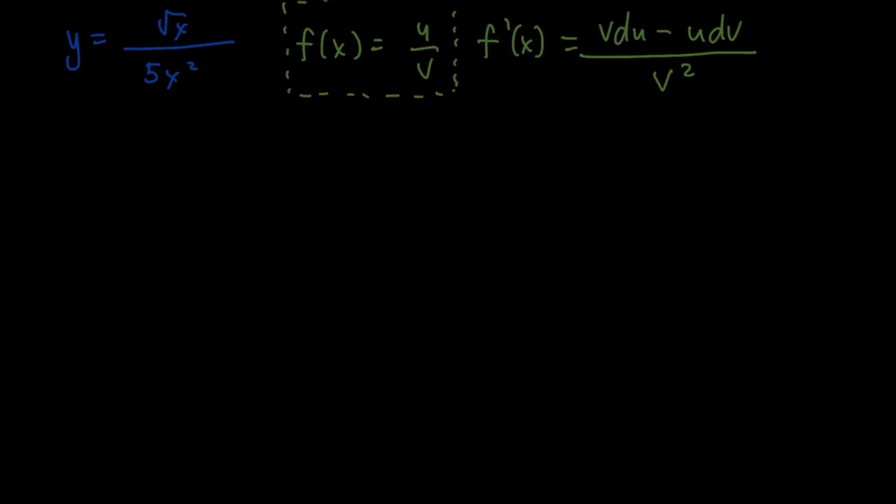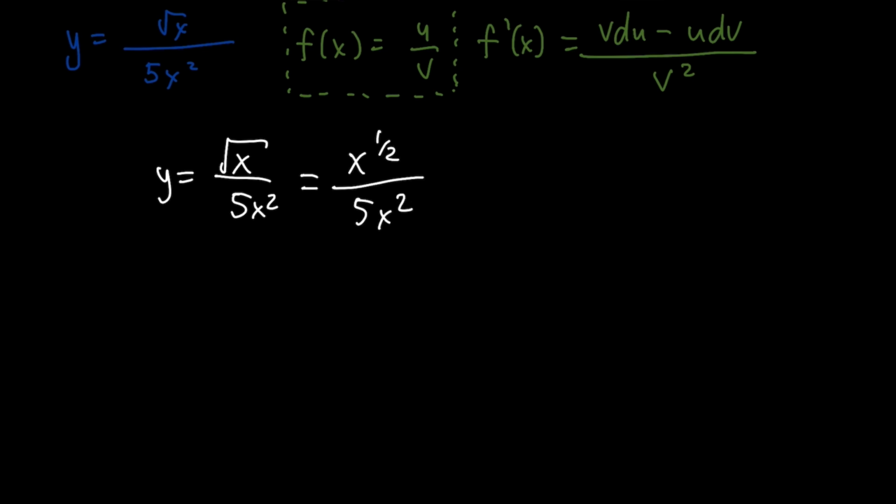For today's video, we're going to solve a differential calculus problem that uses the quotient rule. The problem is y is equal to the square root of x all over 5x squared. So let's write the problem. We can write the square root of x as x raised to 1/2 all over 5x squared.